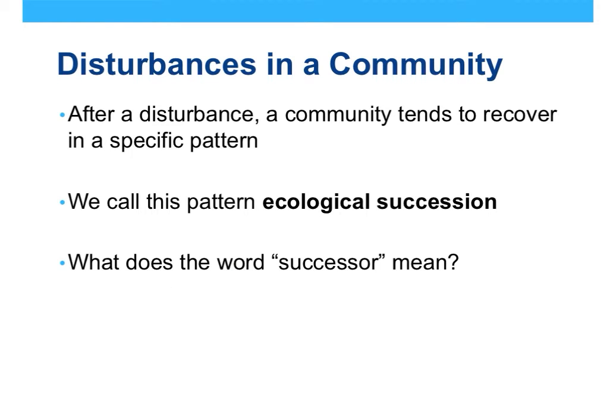All right, disturbances in a community. Ecological succession is a prediction of how an ecosystem is going to succeed. After a disturbance, a community tends to recover in a specific pattern. There are two types of ecological succession.